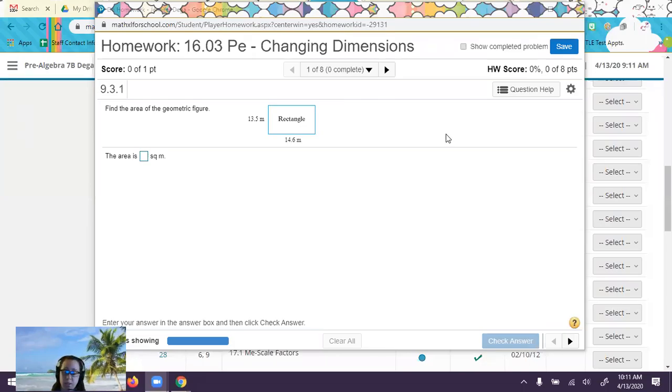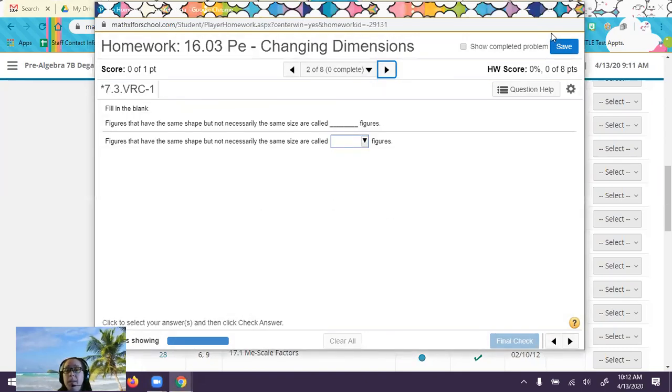Yeah, area is just length times width, right? So that's what we would do for this first part here. We would just go with the 13.5 times the 14.6, and that'll tell us the area, because they just want area. So nothing crazy on this one.